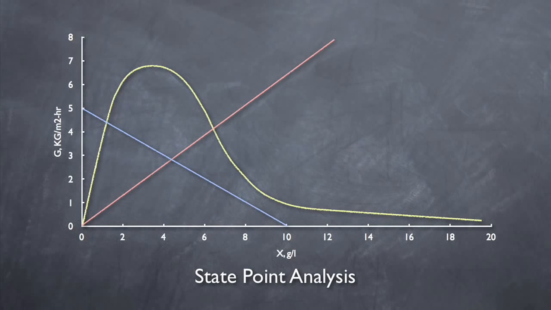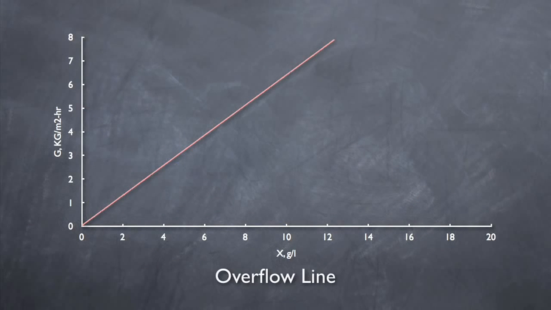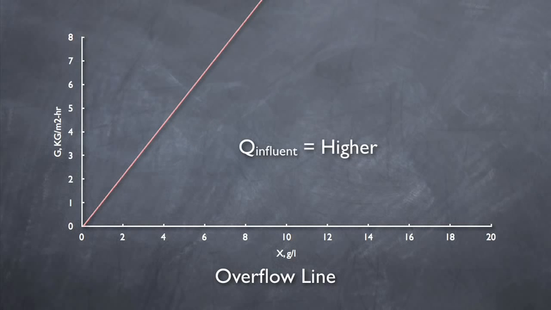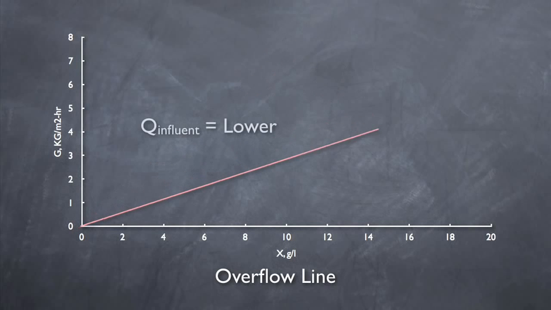The second component of the state point diagram is the overflow line. This line represents the flow through the clarifier. As the mixed liquor concentration increases, the flux increases also. The slope of this line represents the surface overflow rate, or SOR, which can be determined by dividing the influent flow by the clarifier surface area. It is important to remember that this line can be adjusted by changing the influent flow rate. A higher influent flow rate results in a steeper slope up. A lower influent flow rate results in a flatter slope.